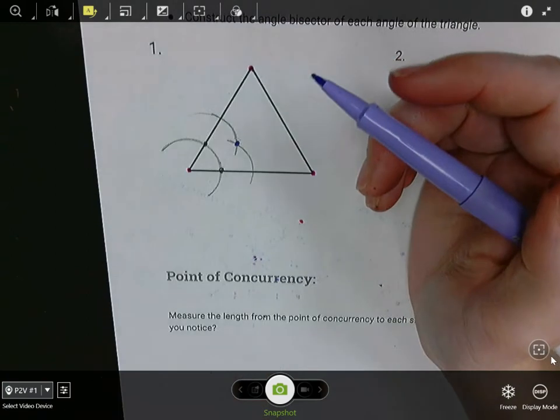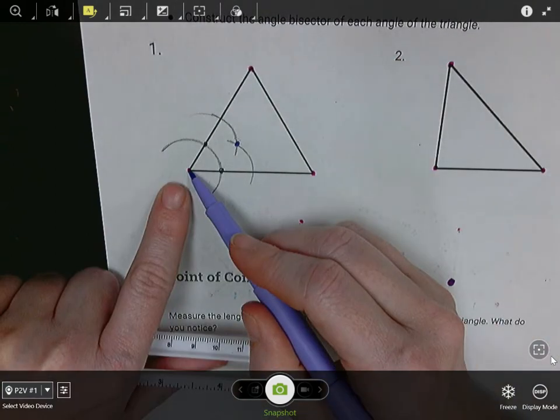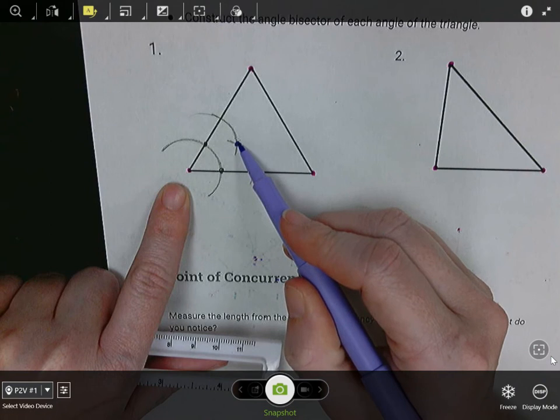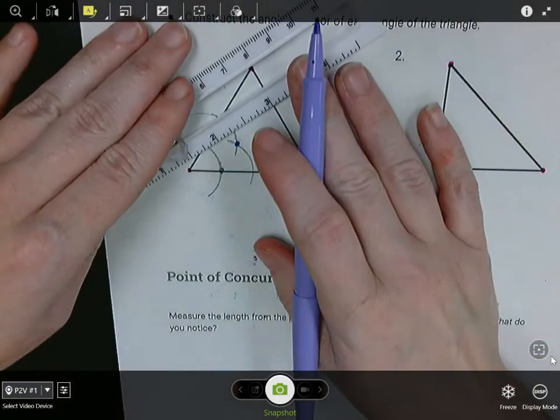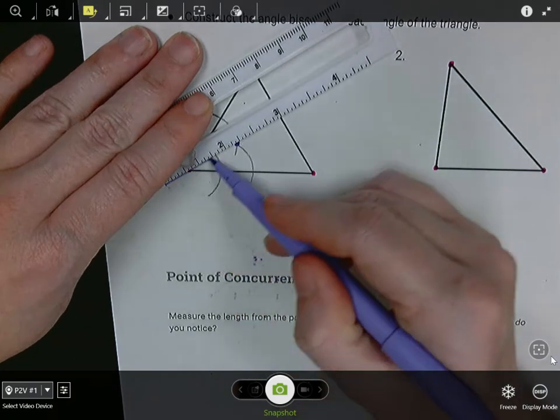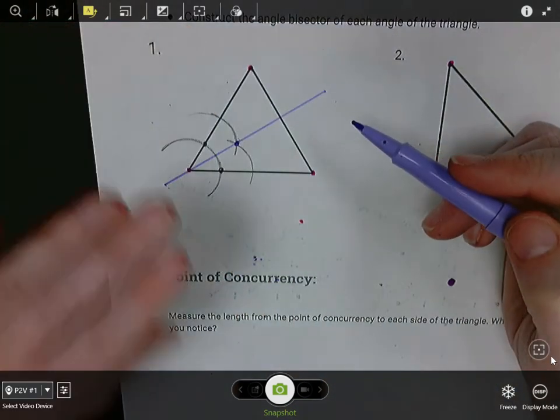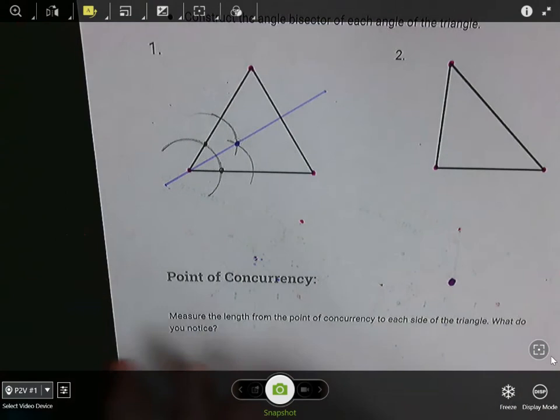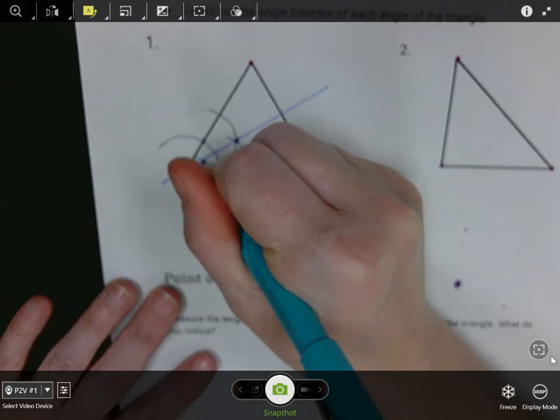Where they intersect, put a point there. And then take your ruler and draw a line from the vertex all the way through this point and through the other side. Line up those two points and draw your line. That is an angle bisector. What that did was cut this angle into two congruent angles.